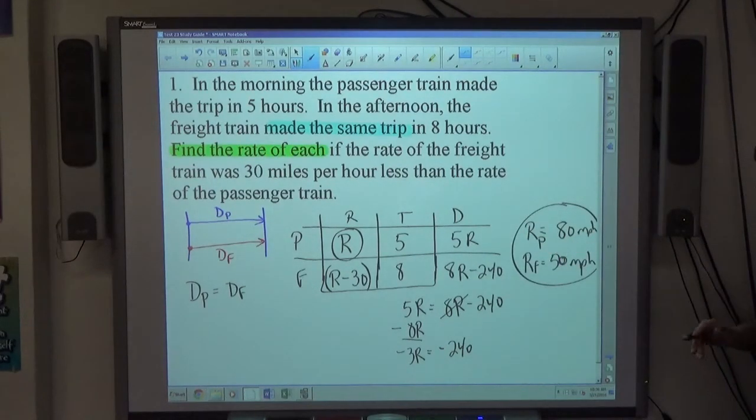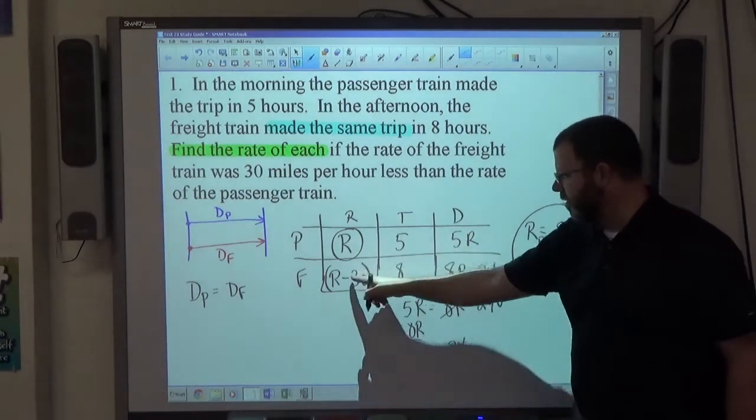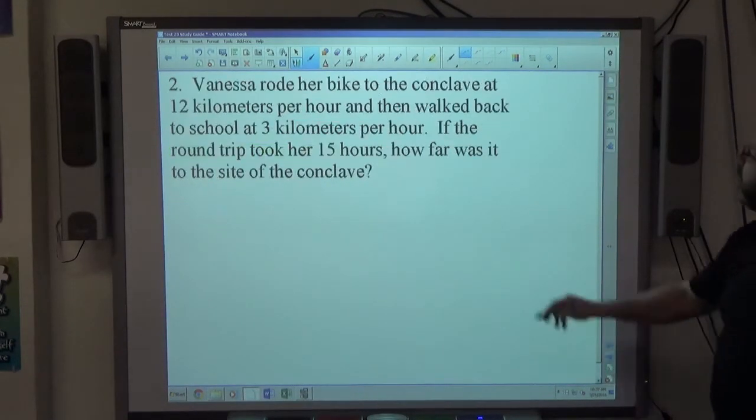That's all they asked us for, so that's it. The other thing they may have asked us for is how far did either train go. 80 times 5 is 400, 50 times 8 is 400, the 400 miles would have been the distance. So always answer the question they asked for. In this case, rate of each is what they asked for.